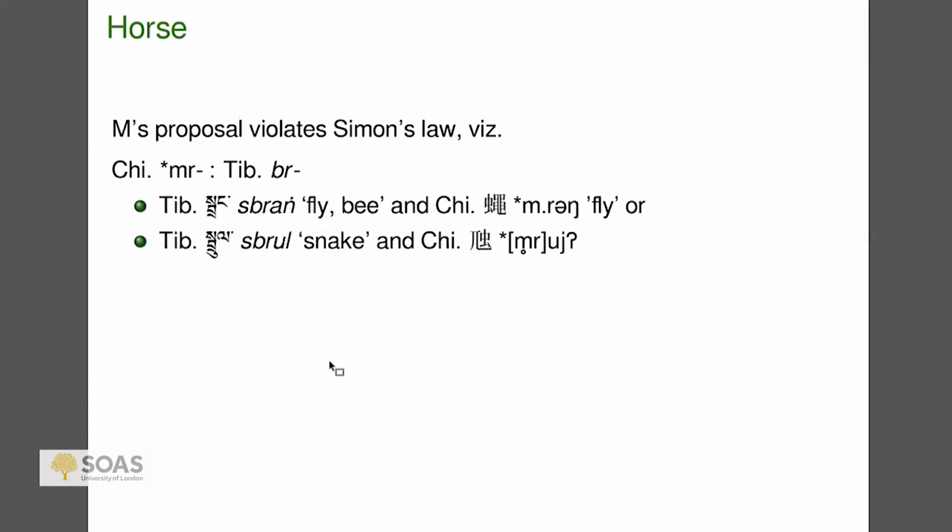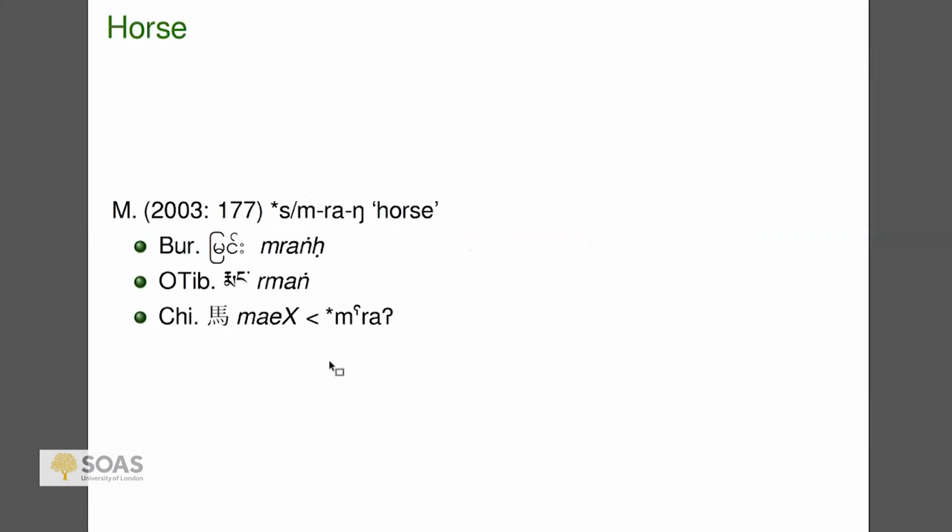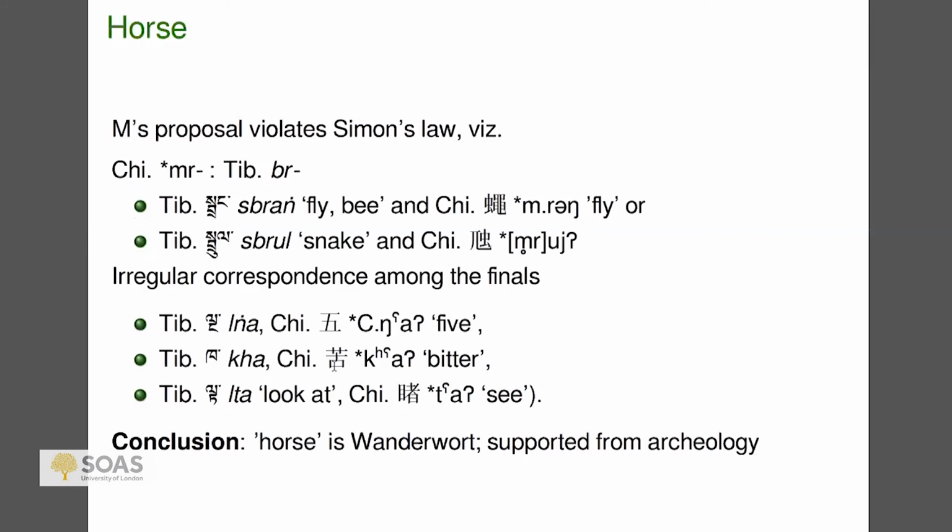And also, Matisoff's reconstruction for horse doesn't work in terms of the finals, because where Chinese has a glottal stop, Tibetan should have it too. Yeah, so let's just look at the horse forms, right? If Chinese has mra, then Tibetan should have mra, basically, but it doesn't. So we conclude that horse is a Wandervort. That's the technical term for these sort of cultural, technological words that spread quickly across language families. And this is supported by archaeology, as I mentioned yesterday.